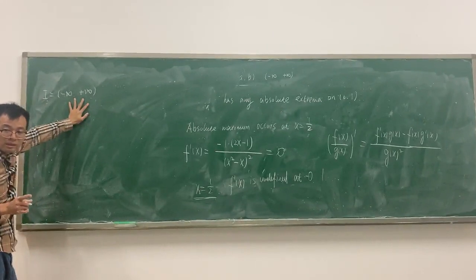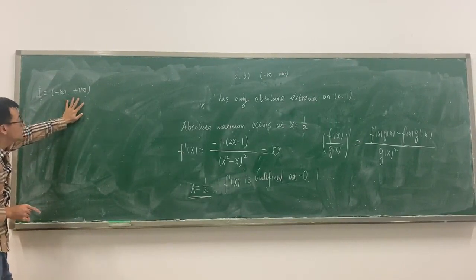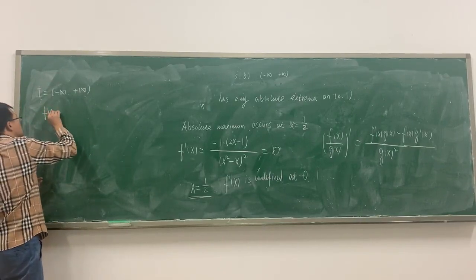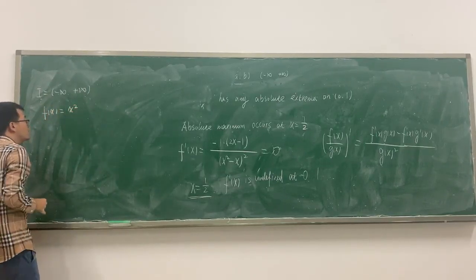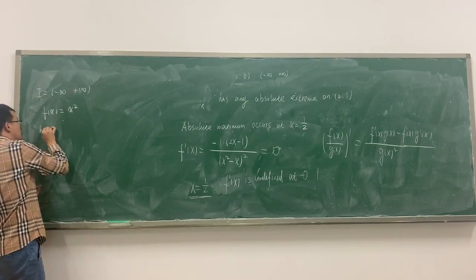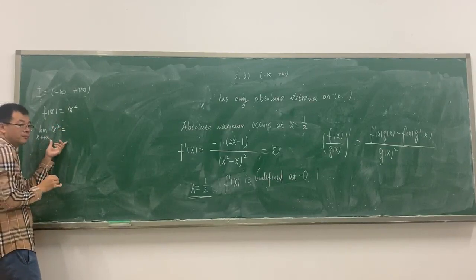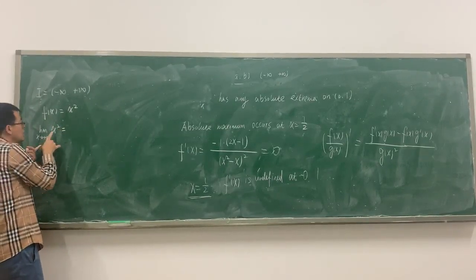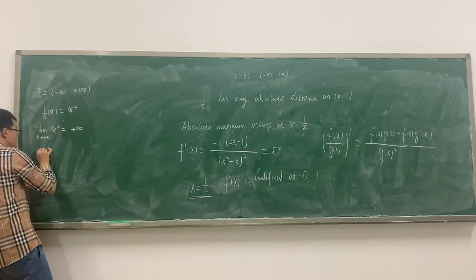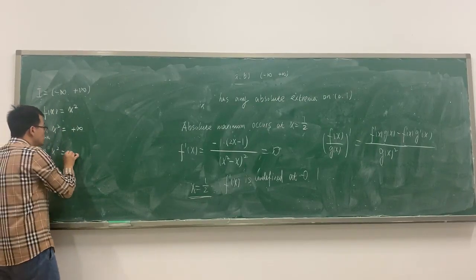So when the interval is from minus infinity to plus infinity, in this case we give 4 examples. The first example is f(x) equals x squared. Now it's easy to see: as x approaches plus infinity, x squared approaches what? Plus infinity. And as x approaches minus infinity, x squared approaches plus infinity also.